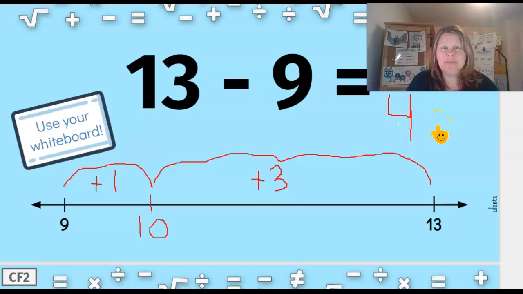All right, guys, great job today. I want you to remember this new strategy. When you have subtraction, think about how you can use addition to help you solve it. So you're going to put the smaller number at the beginning, the larger number at the end, and you're going to use that number line to find the difference between the two numbers.